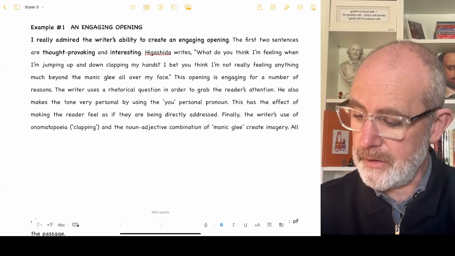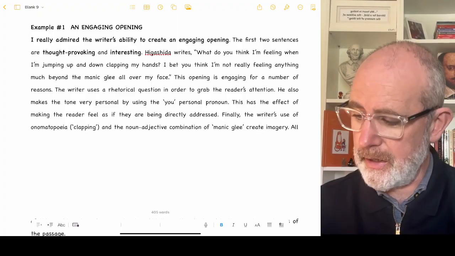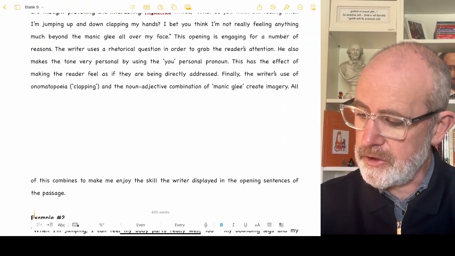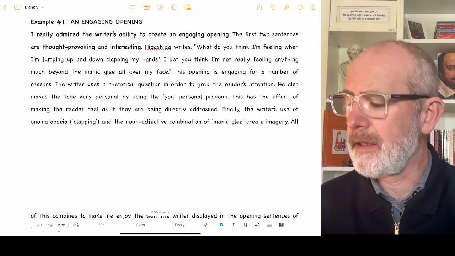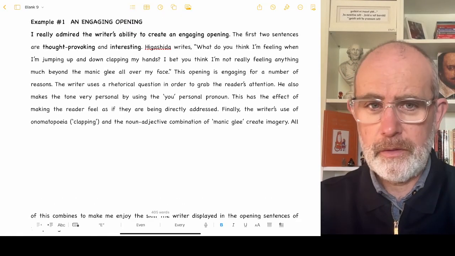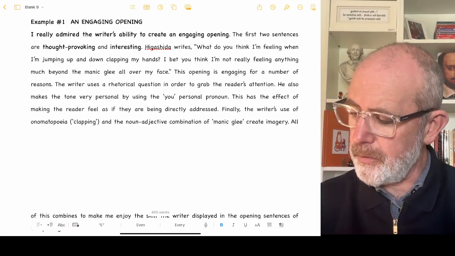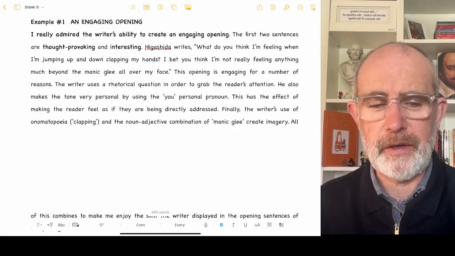It's question facing. The first two sentences are thought provoking and interesting. There's again your reference to the enjoy part. Higashida is the writer's name, and then you incorporate the quote, which is a really, really important skill. Higashida writes, "What do you think I'm feeling when I'm jumping up and down, clapping my hands? I bet you think I'm not really feeling anything much beyond the manic glee all over my face."